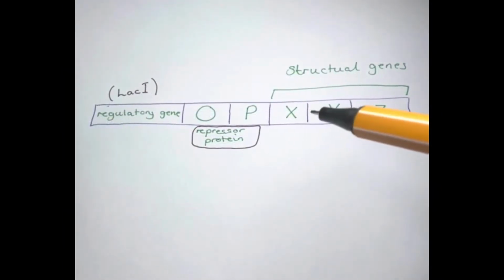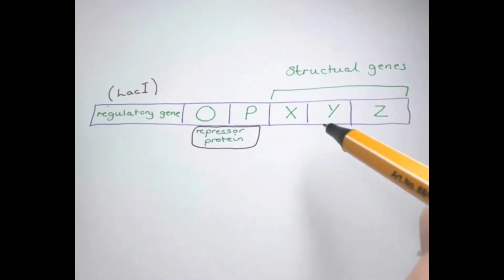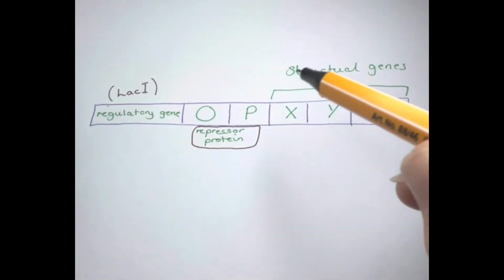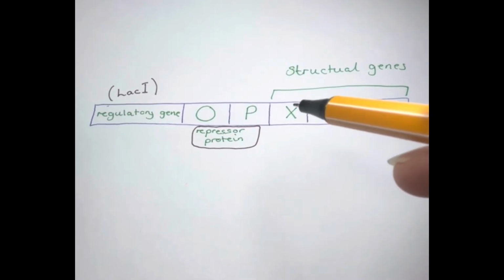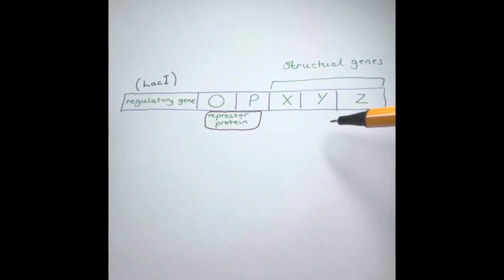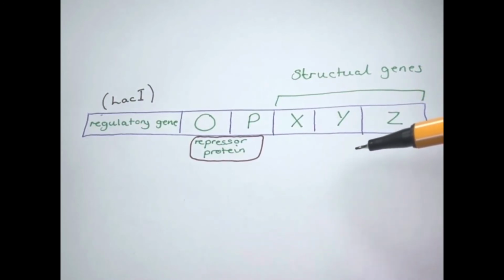And then finally, it depends which question you're looking at, but often it's written like X, Y, and Z. We will have the structural genes. These are the genes that the bacterium, in this case E. coli, is going to transcribe if lactose is present. These proteins will then allow E. coli to use lactose as a respiratory substrate. Let's look at what happens when lactose isn't present.